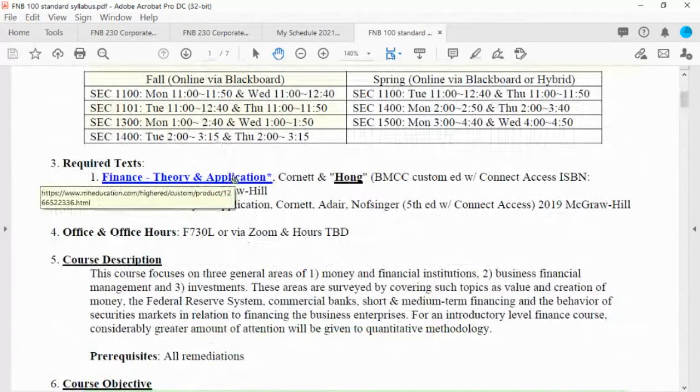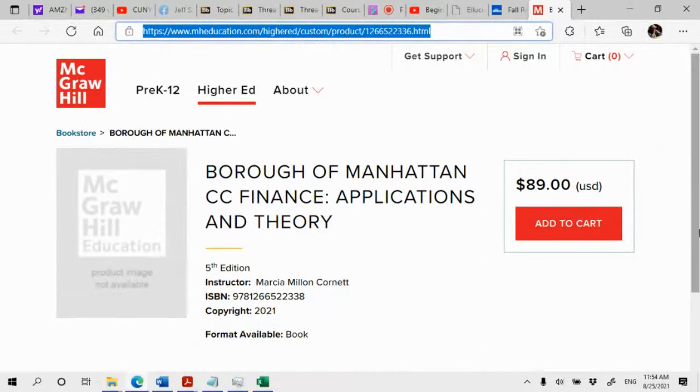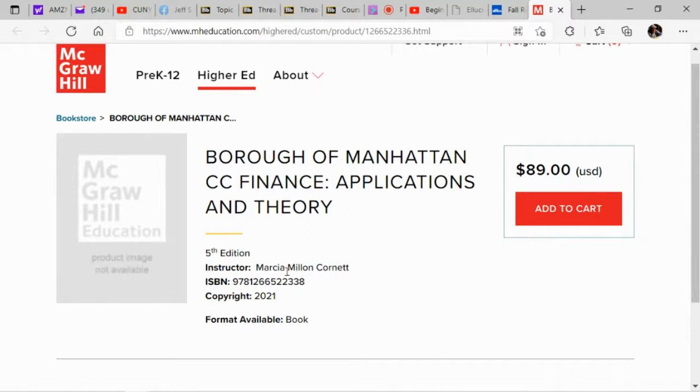And if you click on this, because this is a PDF file, you can click on that, and I have already clicked on that, and it will take you to the McGraw-Hill microsite. You can directly purchase and order, because it's the microsite the publisher has set up for this custom edition. You can order directly from here, or from the BMCC bookstore. I think it's easier to do that from the BMCC bookstore, because they already have the book.